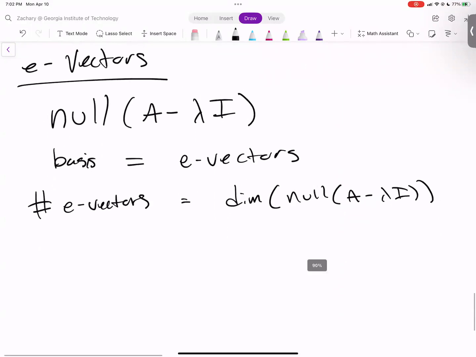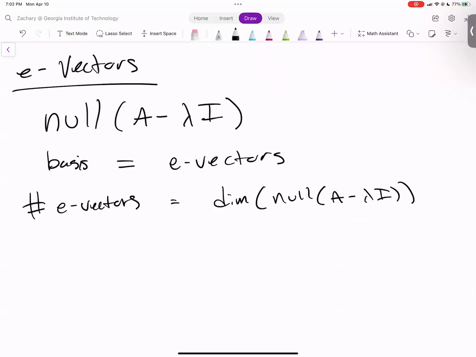Going on, this is something we learned last exam: how to find the basis of a matrix. And just as a little sidebar, if A is [1, 2; 2, 1], A minus lambda I is just equal to [1 minus lambda, 2; 2, 1 minus lambda]. It's just subtracting from that diagonal. Just to see that written out properly.